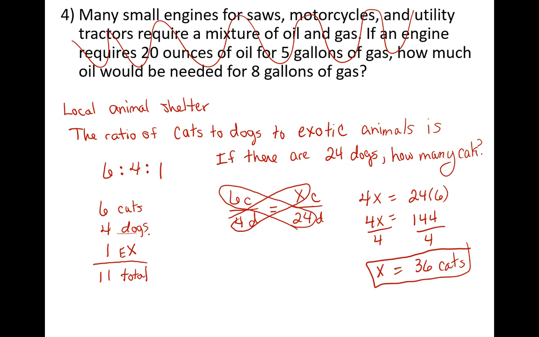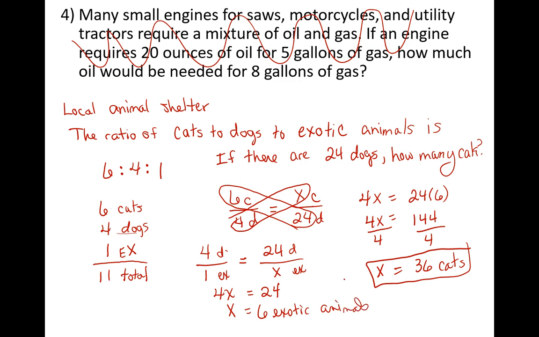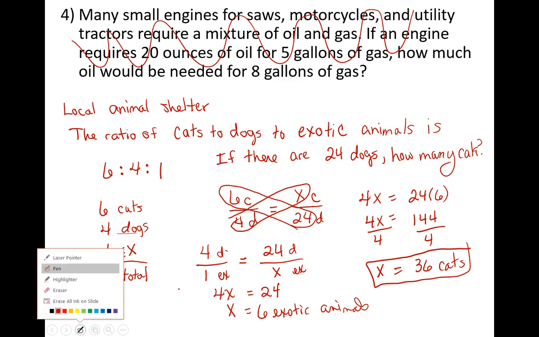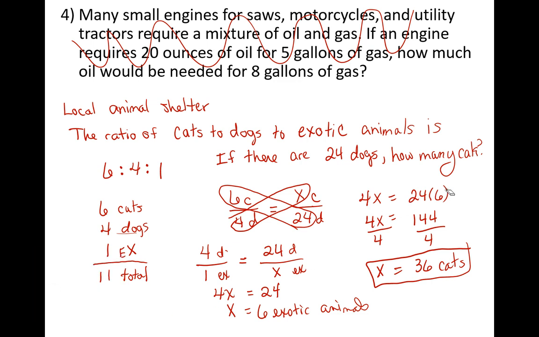How many exotic animals would I expect if there's 24 dogs? Well, there's 4 dogs for every 1 exotic animal. If there's 24 dogs, I would expect how many exotic animals? Again, I cross multiply. 4X equals 24. I would expect to have 6 exotic animals. 6 oddballs. Birds, snakes. Snakes are the worst. Okay, let's do one more.